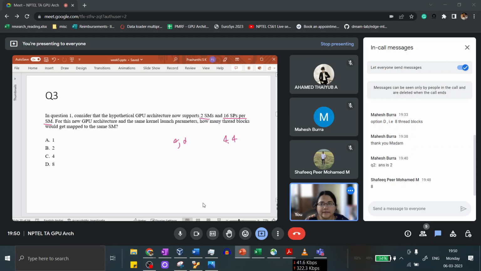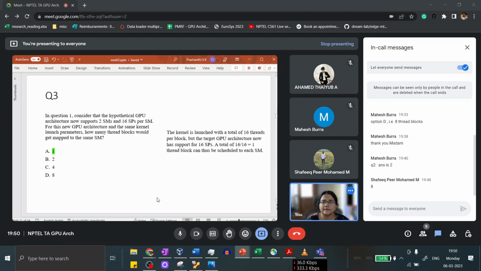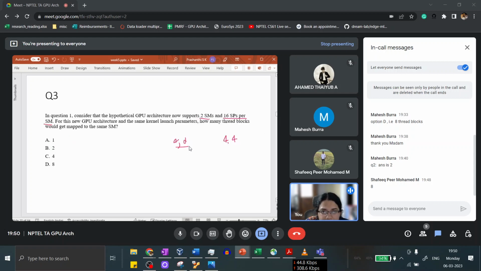Okay, let's take a look at the answer. So the answer is 1. So let's again think about this. Our launch parameters were 4, 2, which is a total of 8 blocks, and each block has 16 threads. In the previous case, I had 32 SPs per SM, so I could schedule 2 blocks per SM because I had those extra SPs and I could run 32 threads.